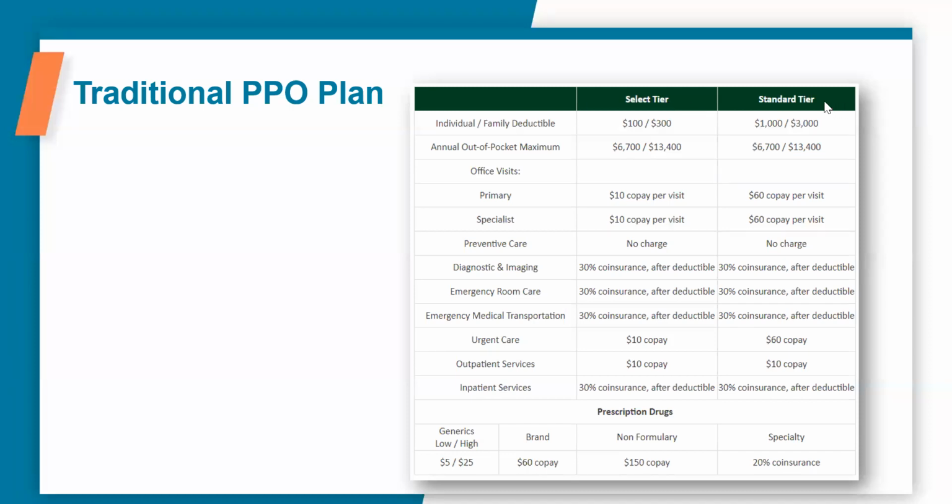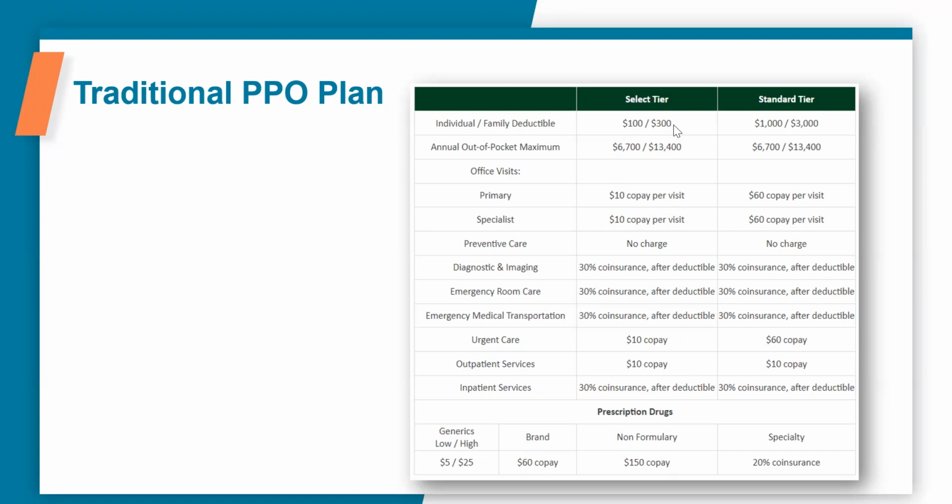The main things to look at with each of these plans, you're going to see a select tier and a standard tier. So these two different columns just mean what to expect in coverage based on the network or the providers that you're visiting. So the select tier is going to be a more advantageous network of providers for you to visit because you're going to have to pay less. If you are able to visit a Health Partners or Park Nicollet Clinic or Children's Hospital of Minnesota, those are all going to be covered under this select tier.